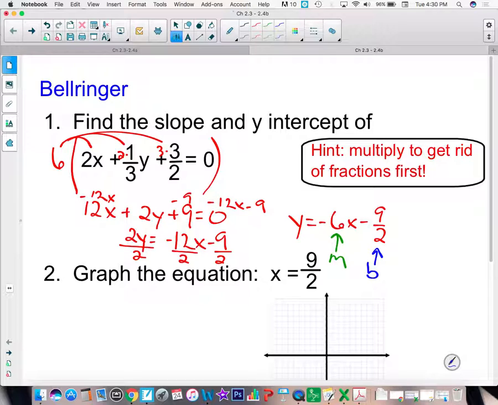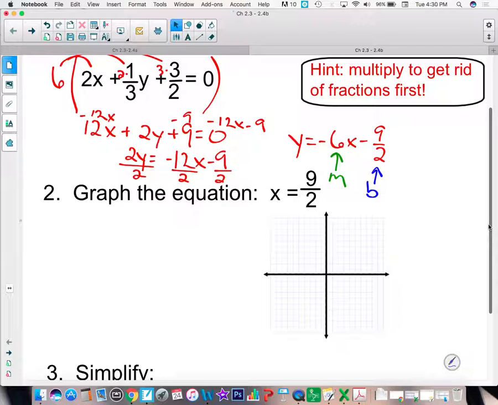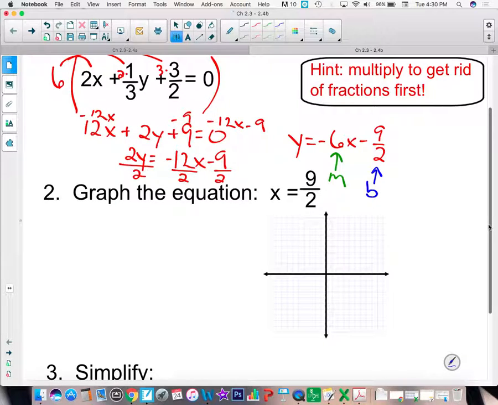Okay, and the second one says graph the equation x equals 9/2. So similar to an example that we did yesterday, we had y equals 6, I think it was, for one of the homework questions. But now we have x equals 9/2. So if you think about plotting points, every single x value is going to be 9 over 2. 9 over 2 is about 4.5. So if I go to 4.5, plot a point there, 4.5 there, 4.5 there, 4.5 there. So every x value is 4.5. So that one is going to be a vertical line, x equals 9/2, just like that.